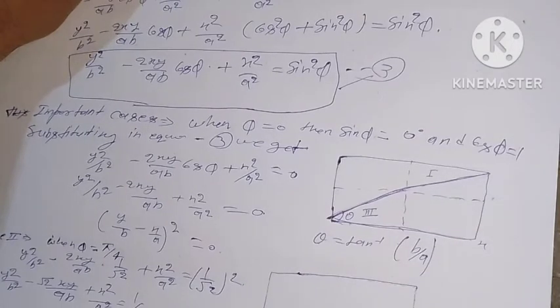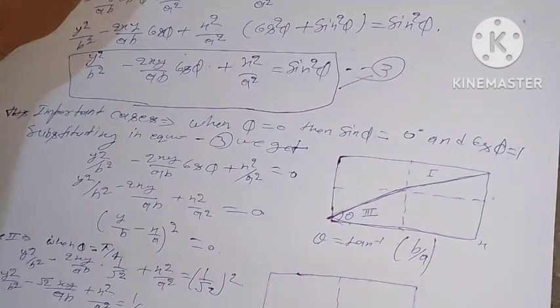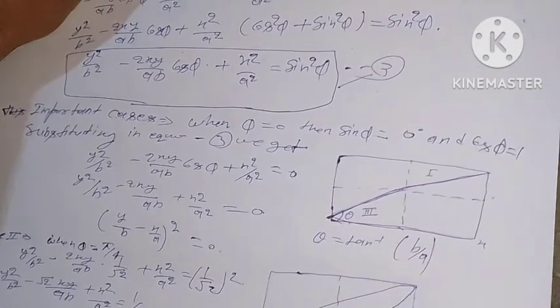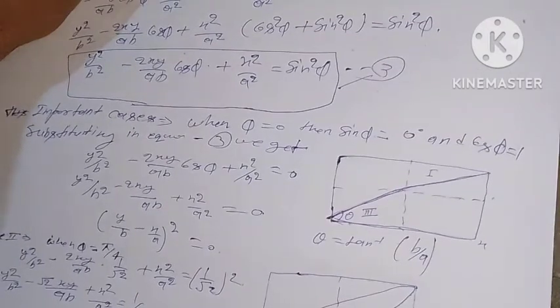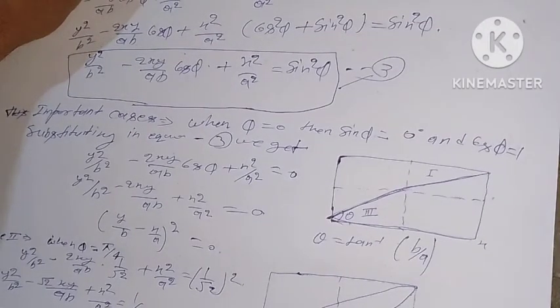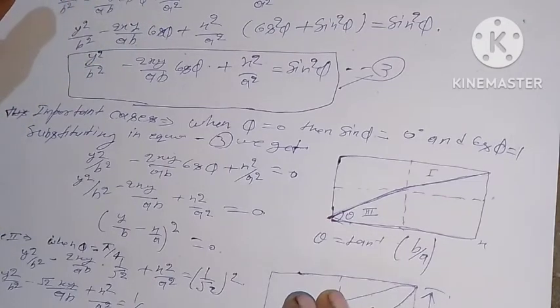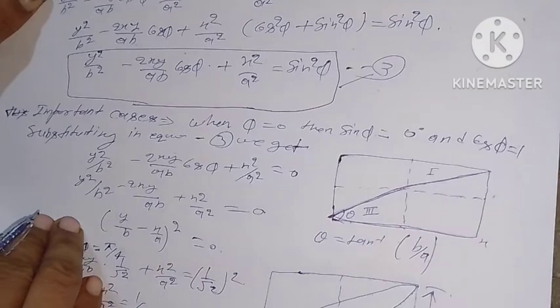Okay. This represents an oblique ellipse. This figure represents an oblique ellipse with axes 2b and 2a.